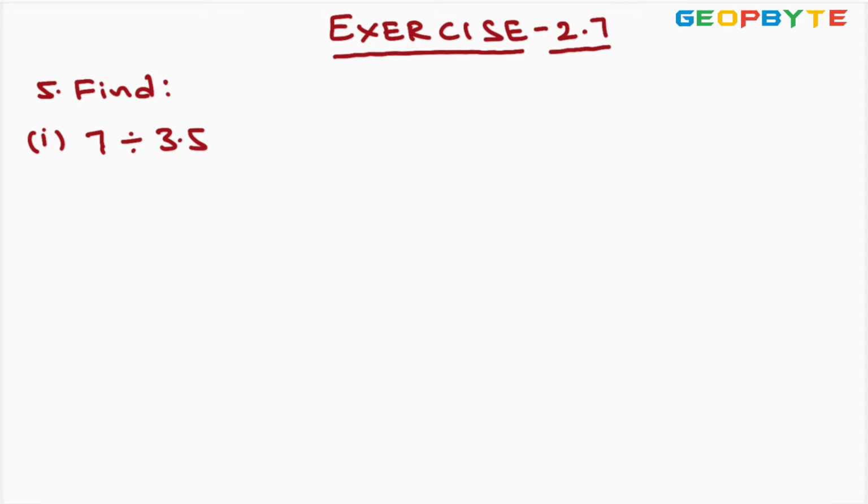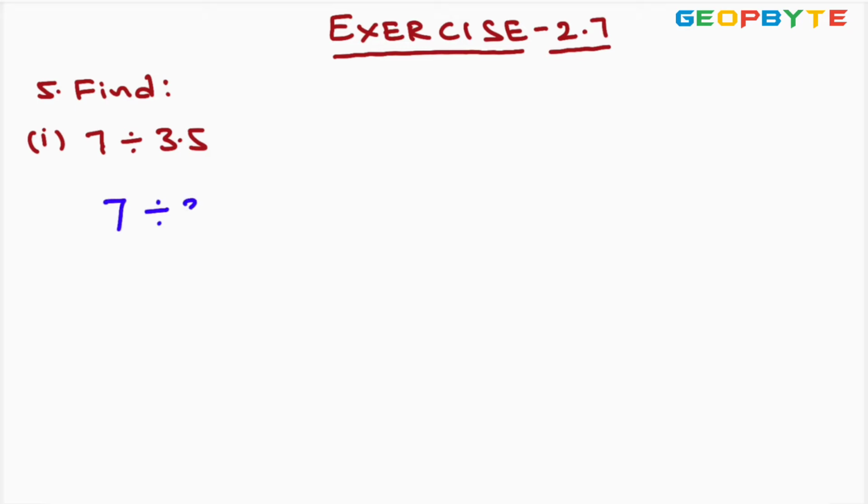In the previous video, we discussed exercise 2.7 problems. Now, in this video, let us solve the remaining problems. Fifth one, first one: 7 divided by 3.5.